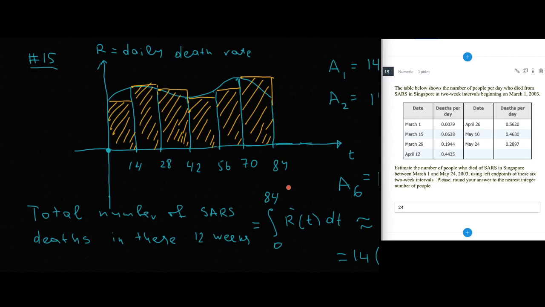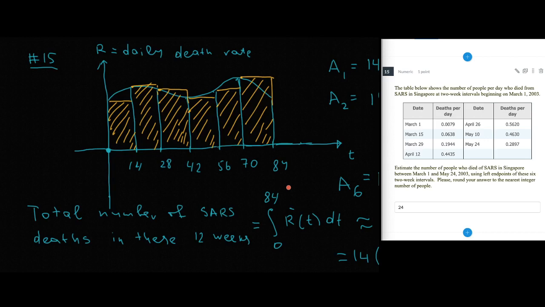Now, there are different kinds of Riemann sums. We could use left endpoint Riemann sums, right endpoint Riemann sums, midpoint Riemann sums. There are also other kinds of Riemann sums, but in this problem we're told to use left endpoint Riemann sums. And so how do we construct this Riemann sum?